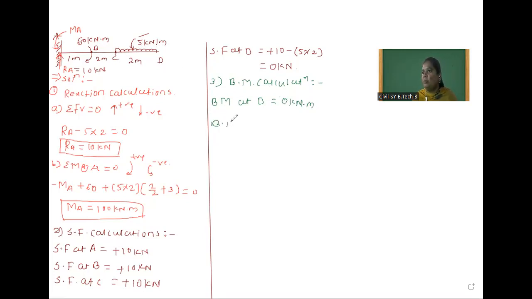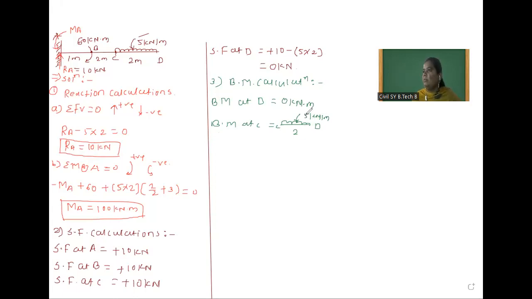So bending moment at C, which is equal to, okay, for this I will draw the span here. So this is the CD portion, this is B point, and this is C point. Here a 2 meter span is there, and this is a 5 kilonewton per meter load. So how to calculate bending moment at C? Anyone?